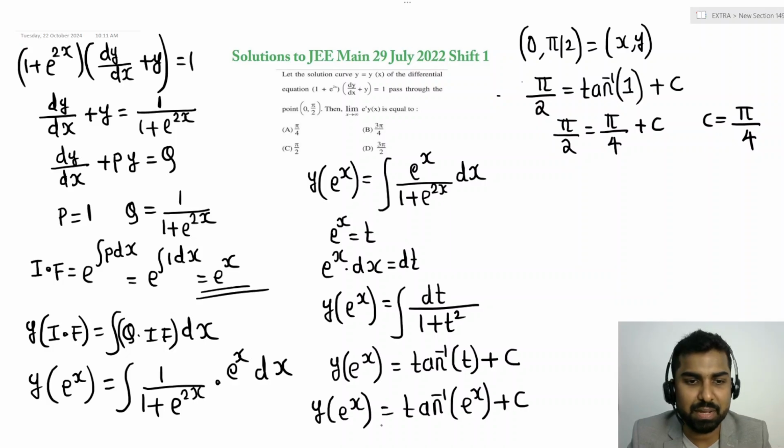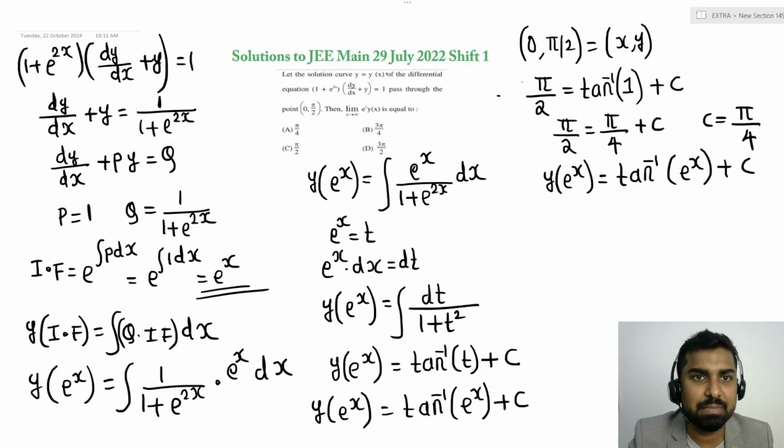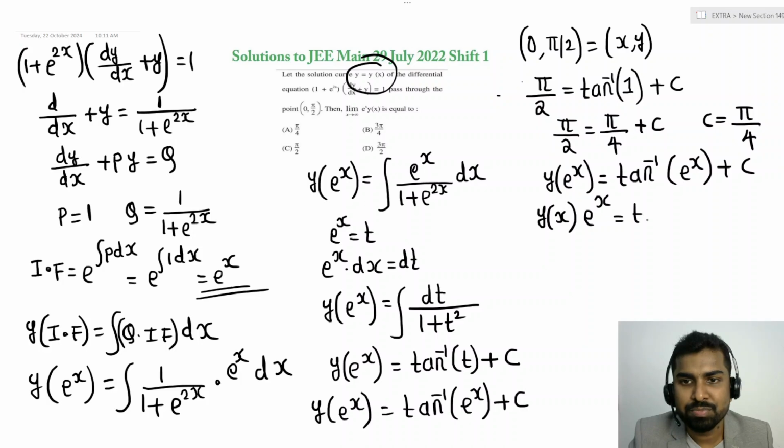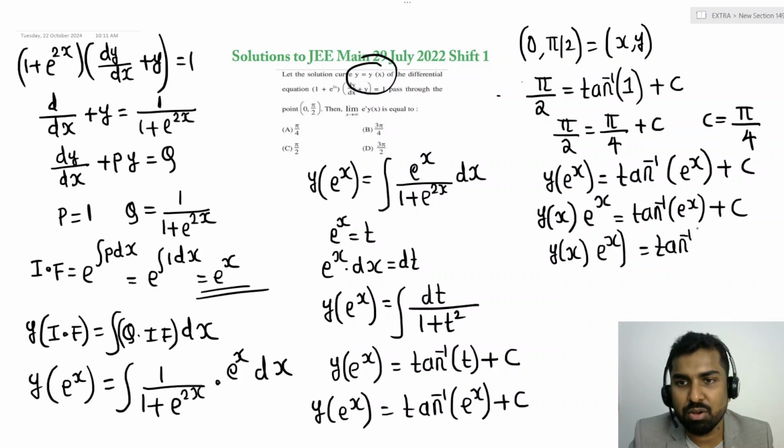Just substitute this c equal to pi by 4 here. I am writing y into e raised to x only. Why y into e raised to x? If you want, y into e raised to x will be equal to tan inverse of e raised to x plus c. They clearly mention y equal to y of x, so instead of this y you can write y of x as well. So y of x into e raised to x equals tan inverse of e raised to x plus c. The constant of integration we have is pi by 4, so substituting pi by 4 here, y of x into e raised to x equals tan inverse of e raised to x plus pi by 4.